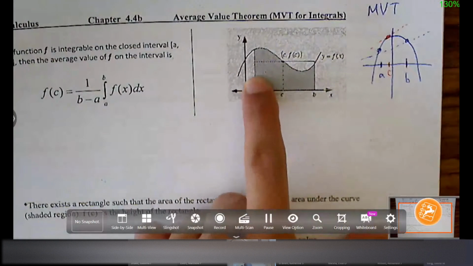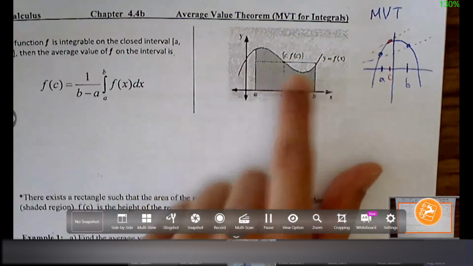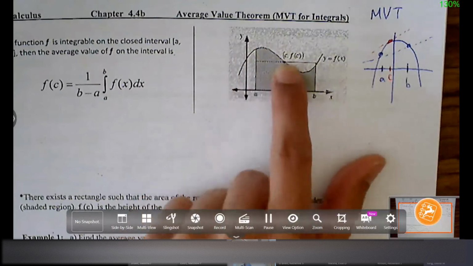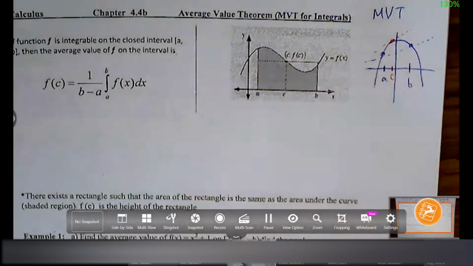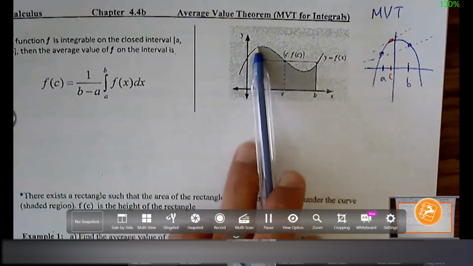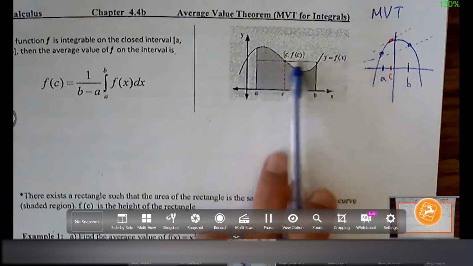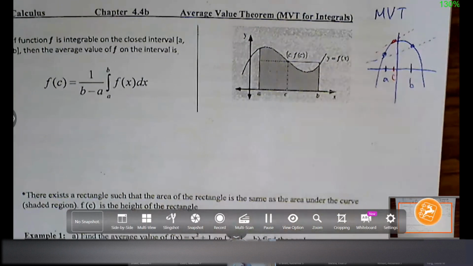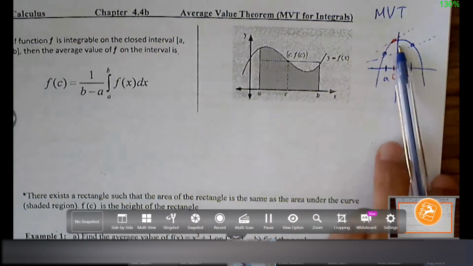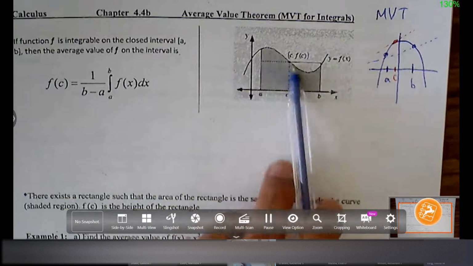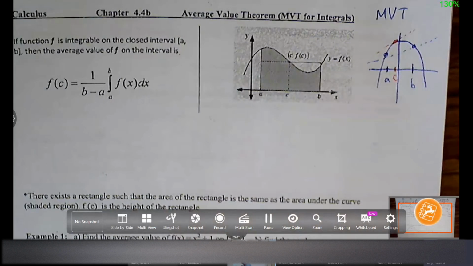With the average value theorem, it's now going to be area based. Amongst all the heights in our region, we can find that average height through this formula. After we find that average height, we can guarantee that the graph is going to cross over that average height somewhere along the region. So the mean value theorem is guaranteeing a slope, and the average value theorem is guaranteeing the graph is going to hit that average height somewhere along that region.